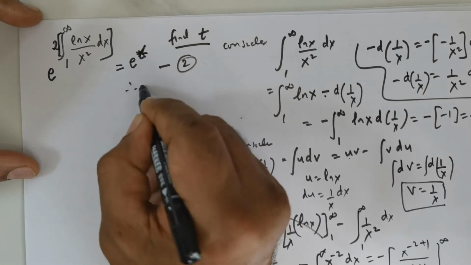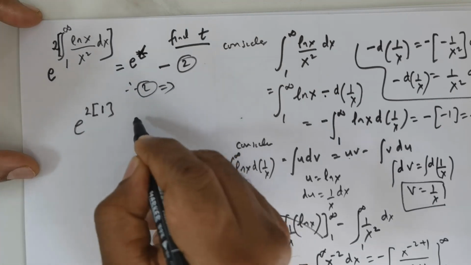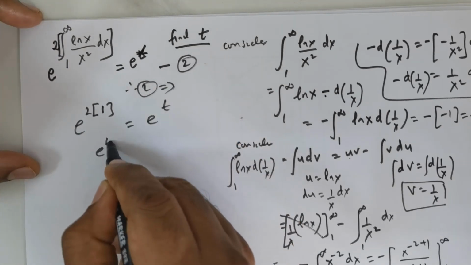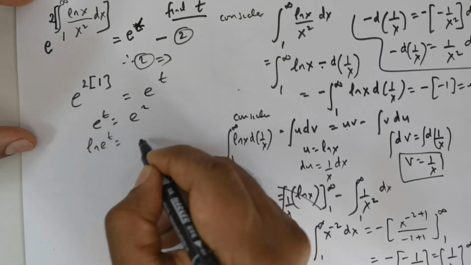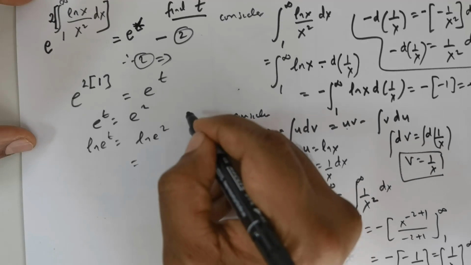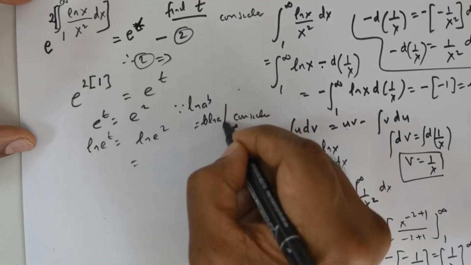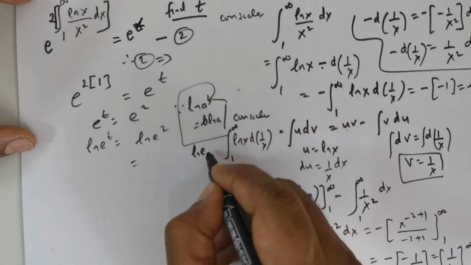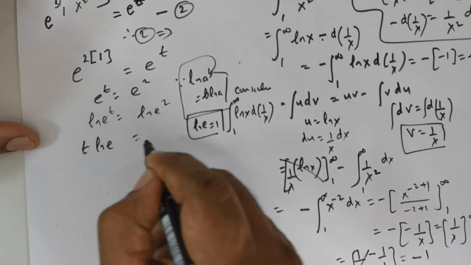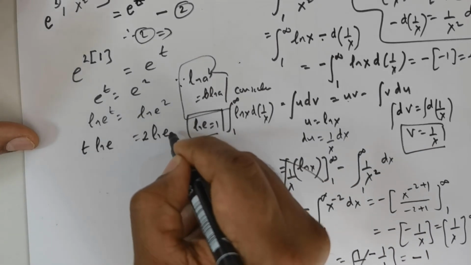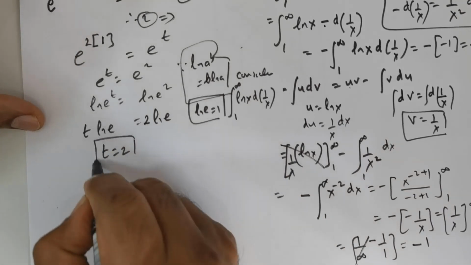So this is 2. Therefore e raised to the power of 2 times 1 is equal to e raised to the power of t. So e raised to the power of t is equal to e squared. Now take ln on both sides. So ln of e to the power t is equal to ln of e raised to the power of 2. Since ln a to the power b is equal to b times ln a from logarithm, and ln e is equal to 1, this is going to be t times ln e equals 2 times ln e. ln e can be removed, therefore t is equal to 2.